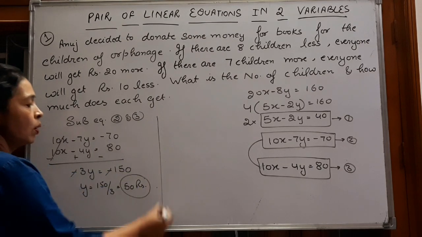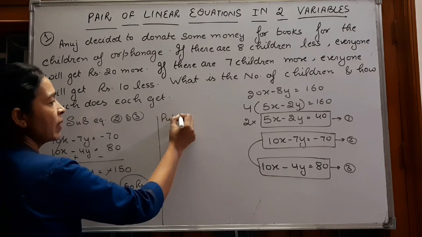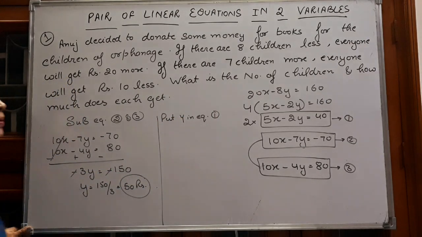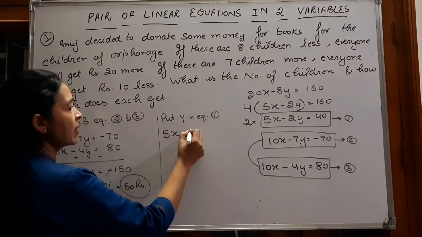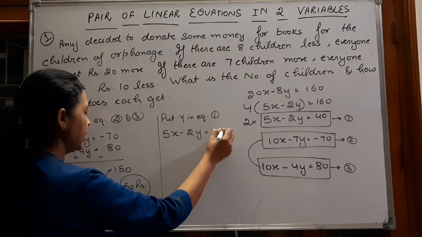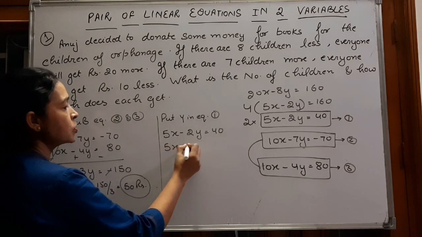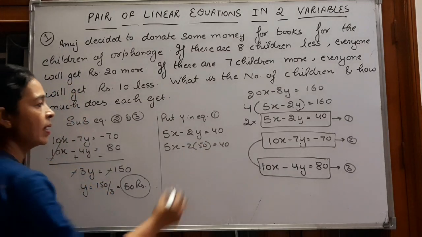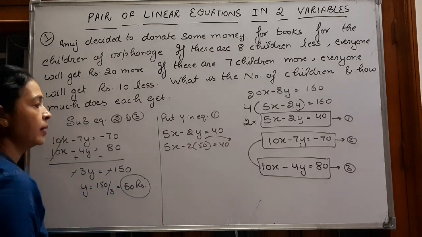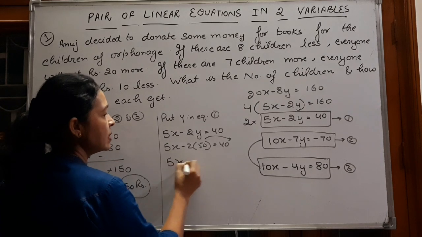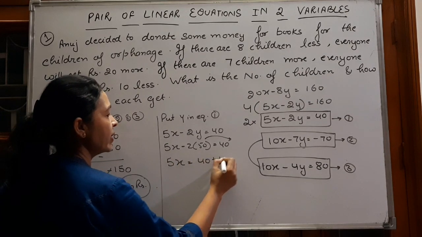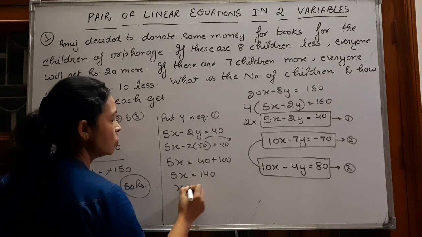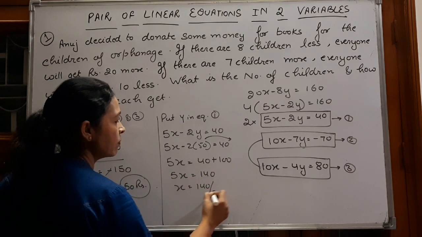Now, put the value of Y in any equation 1, 2 or 3. Let us put it in equation 1. Equation 1 was 5X minus 2Y equals 40. 5X minus 2 into 50 equals 40. 2 into 50 is 100. Take this on the right hand side. 5X equals 40 plus 100. 5X equals 140 and X equals 140 by 5.